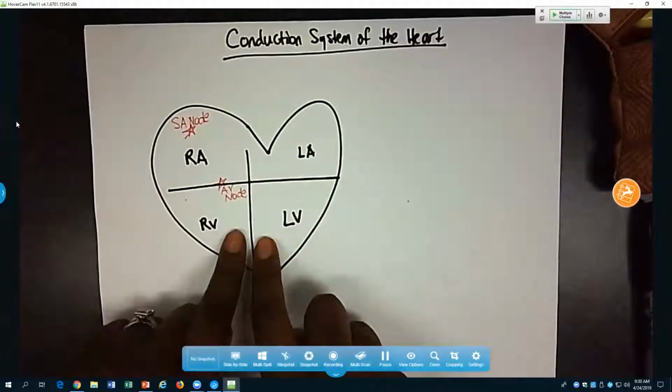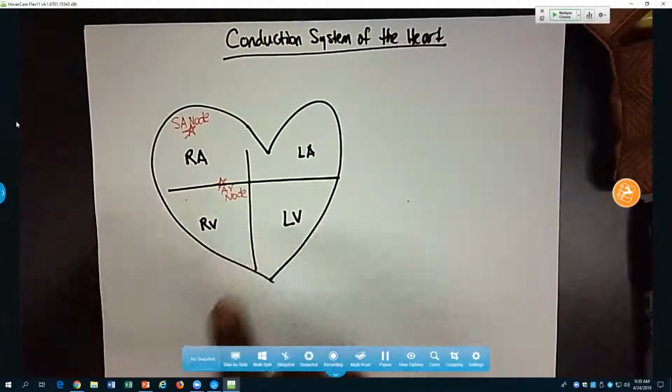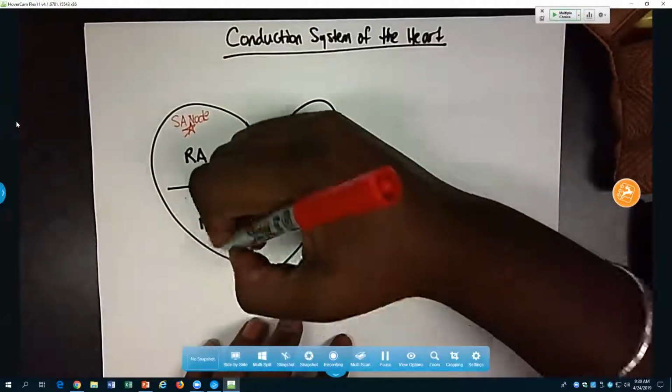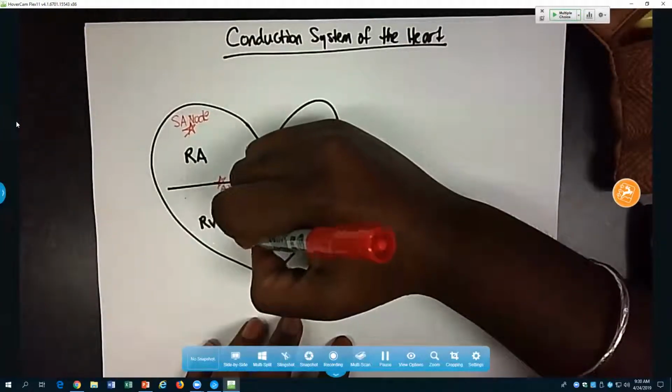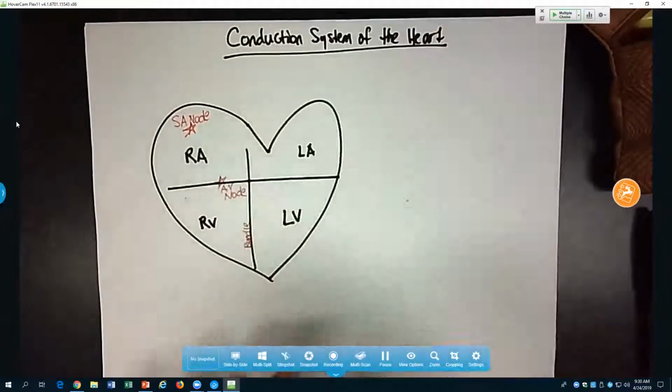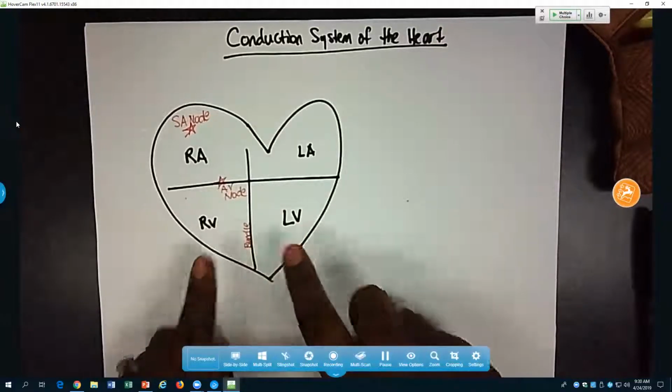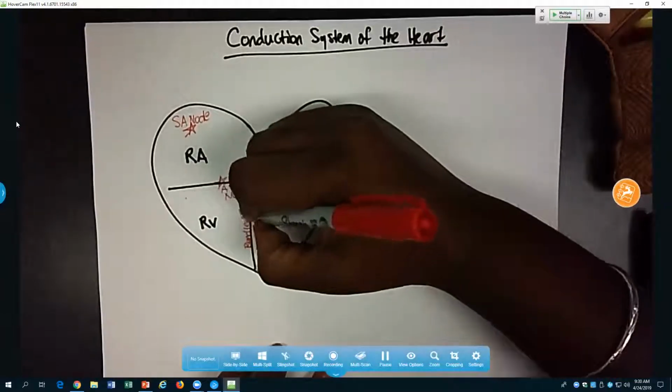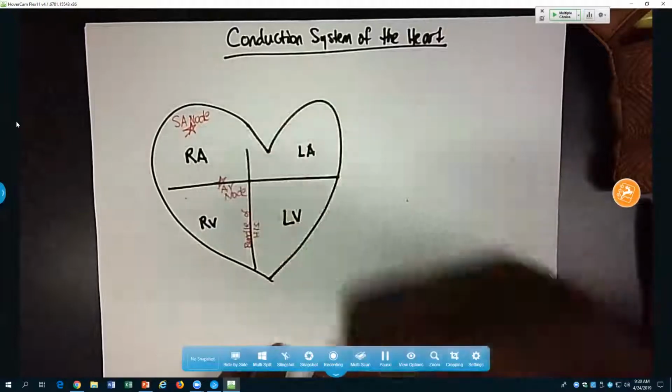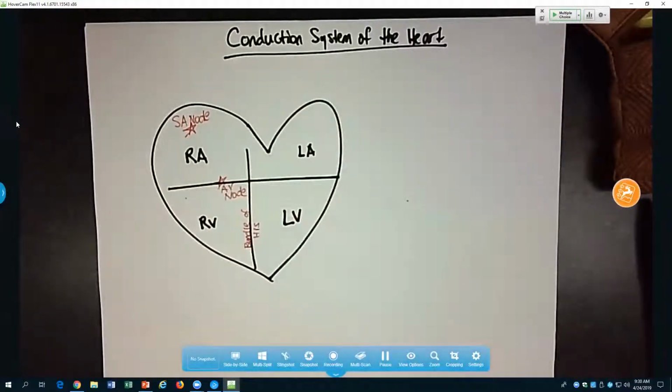Now, we also mentioned the bundle of His. So we mentioned conduction fibers. The bundle of His is located in between the interventricular septum, so this wall that sits between both ventricles. So the bundle of His, it's also called the AV bundle.